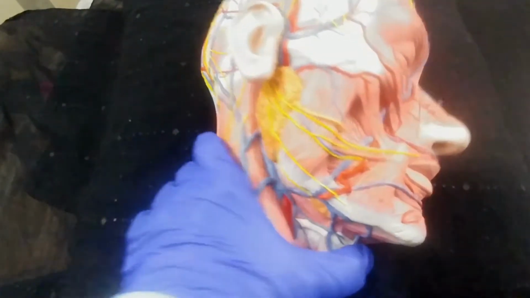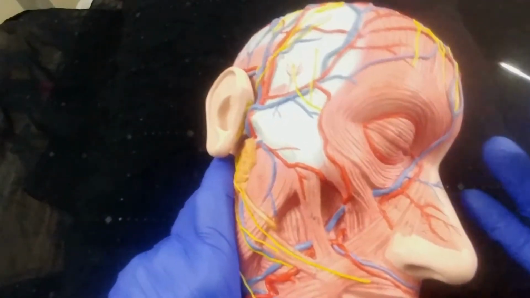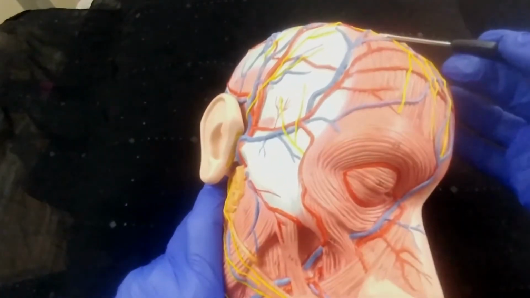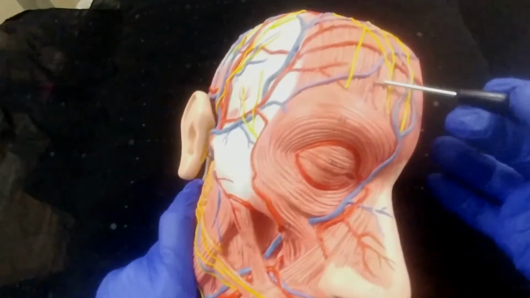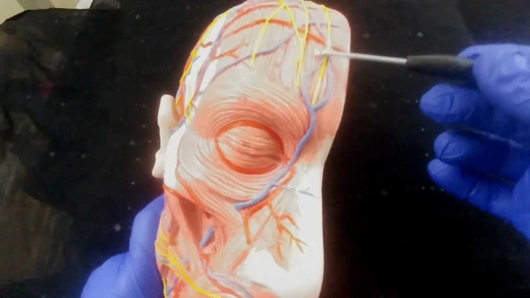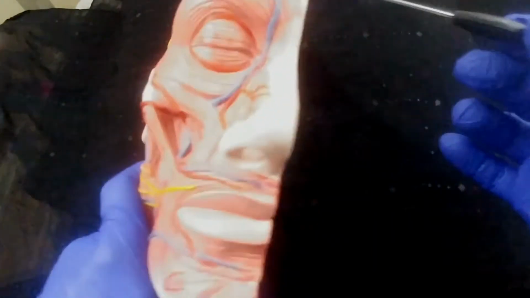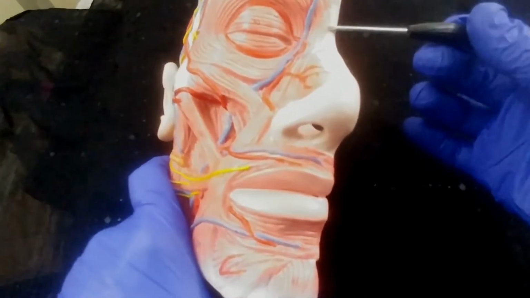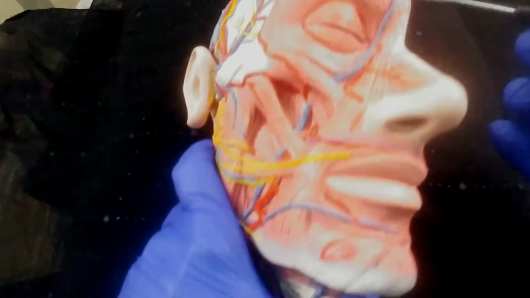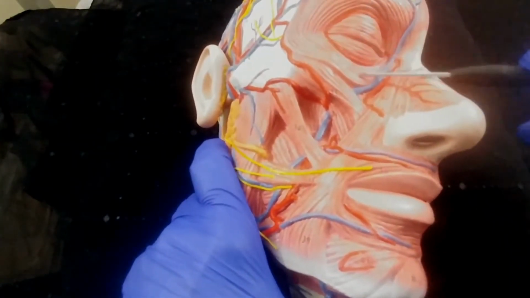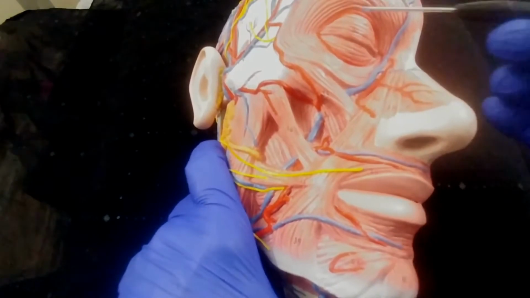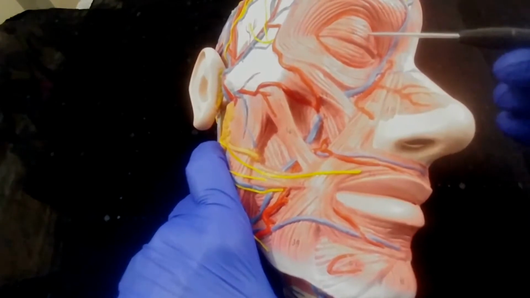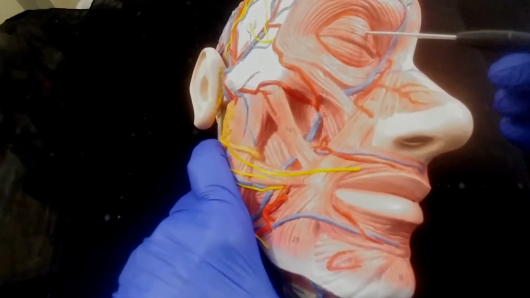We'll identify the muscles. So we have muscles of facial expression. This is the frontal belly of the occipitofrontalis muscle. We should have procerus here at the root of the nose, not very distinct in this model. This is the orbicularis oculi muscle, and this is the orbital part of the orbicularis oculi muscle. This is the palpebral part of the orbicularis oculi muscle.